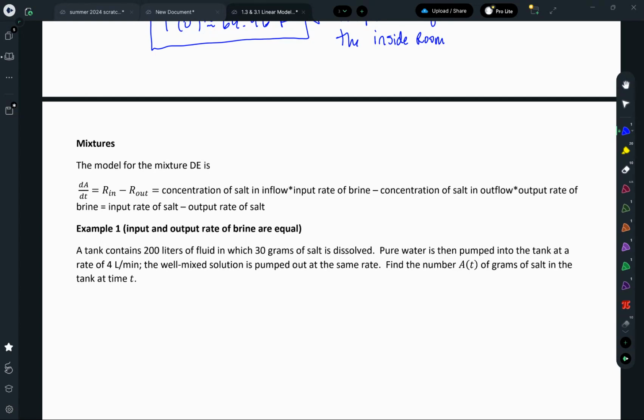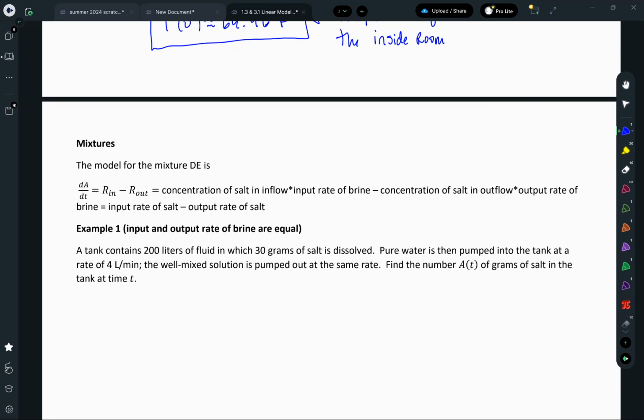The big R sub out is the concentration of salt in the outflow times the output rate of brine. Once the multiplication is done, what this gives us is the difference between the input rate of salt and the output rate of salt. So let's use an example to see what's going on here. We're going to do two mixture problems, one where the input and output rates of brine are equal and one where they are not equal. This first one is where they're equal.